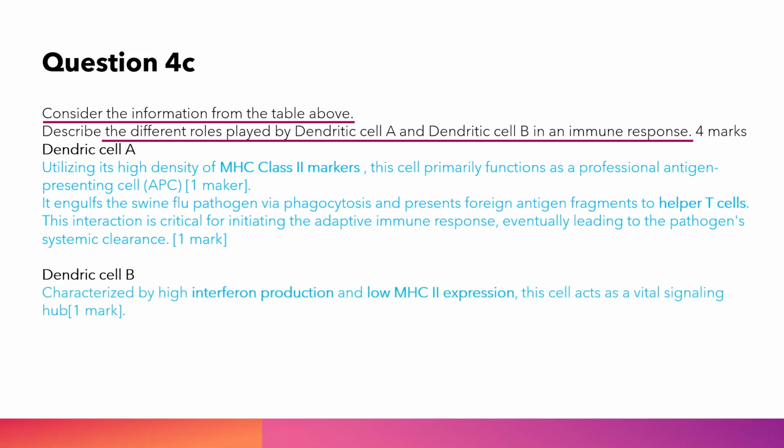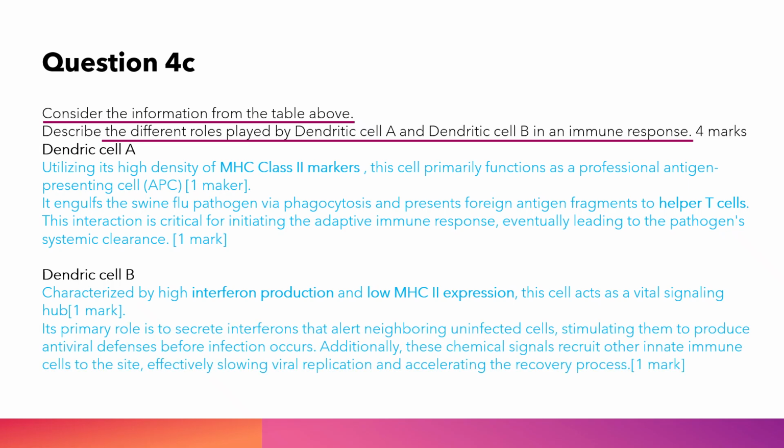Dendritic cell B, the viral sentinel: characterized by high interferon production and low MHC Class II expression, this cell acts as a vital signaling hub. Its primary role is to secrete interferons that alert neighboring uninfected cells, stimulating them to produce antiviral defenses before infection occurs. Additionally, these chemical signals recruit other innate immune cells to the site, effectively slowing viral replication and accelerating the recovery process.